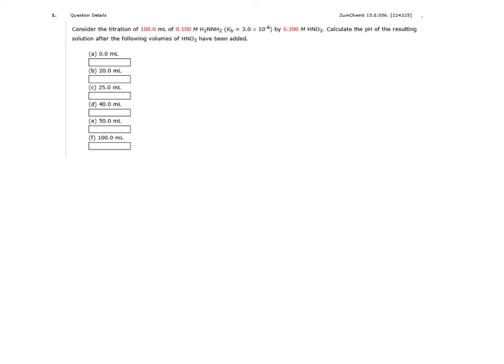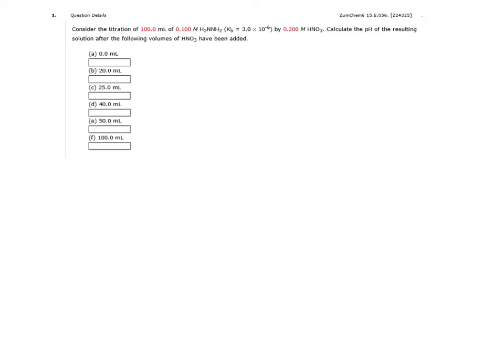Here's a titration problem where we're asked to consider a strong acid being added to a weak base solution. The problem that we had worked out in class was a strong base added to a weak acid, which is a little bit like the opposite.